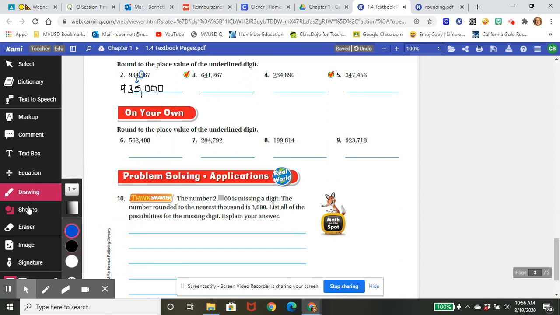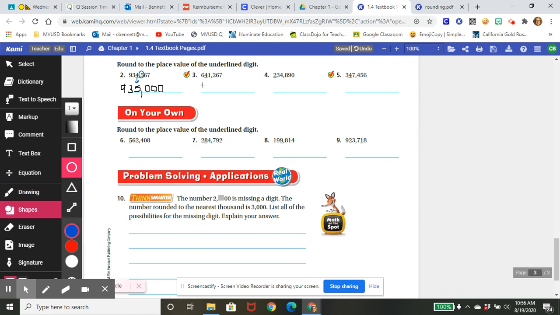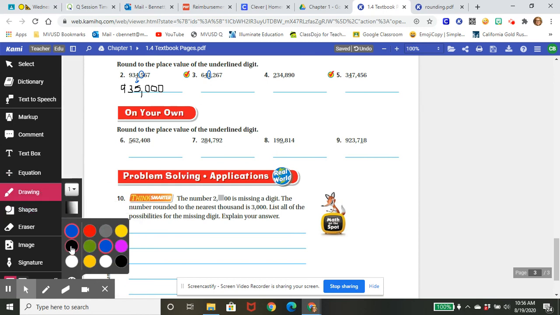Okay? All right. In this one, they've underlined the 4. So I'm going to look at its next door neighbor. I'll circle it. Okay, it's a 1. 4 or less, let it rest. 5 or more, add 1 more. So remember, I'm changing the underlined number. So 1 is less than 4, so I let it rest. This 4 is going to rest, and it remains a 4, okay?